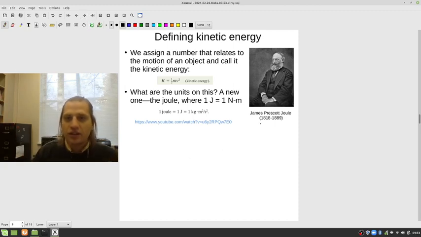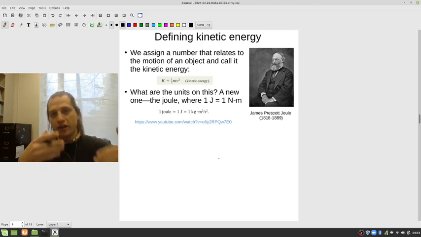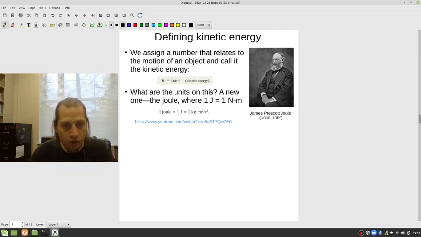By the way, the guy who developed a lot of this was named James Prescott Joule, who was a brewer. He made beer, and he was interested in how to most conveniently get heat out of objects. And so he developed the idea that heat and motion of particles were basically the same thing. They were connected because they were both types of energy. So that's why we named the unit of energy the joule.